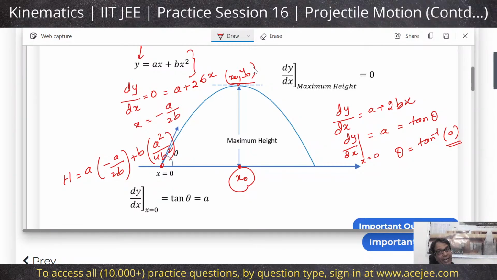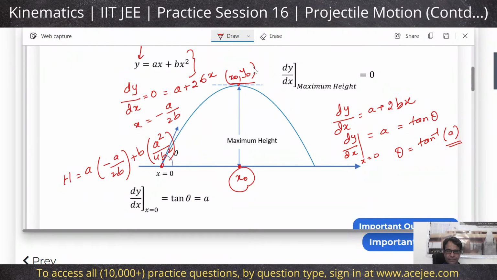If you have to find the angle theta of projection, then you know that the slope of this trajectory at x equals 0 must be tan theta, theta being the angle of projection, right? So we found dy by dx, you put in x equals 0, that'll give you the slope at the point of launch. And the slope of the trajectory is equal to tan theta, theta being the angle of projection.